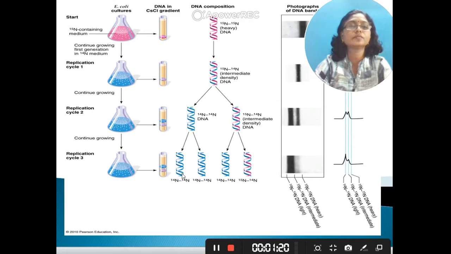In this experiment, Meselson and Stahl started with the culture of E. coli. They grew E. coli cultures in N15 medium for a period of time. After that, the cell extract of E. coli was subjected to cesium chloride density gradient centrifugation. They observed a single band of N15N15, which was heavy DNA.